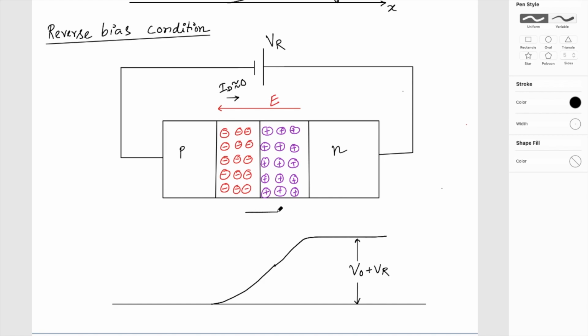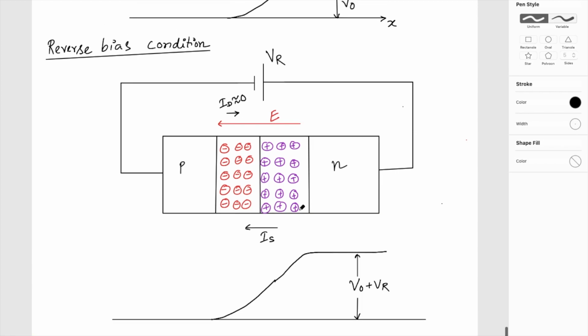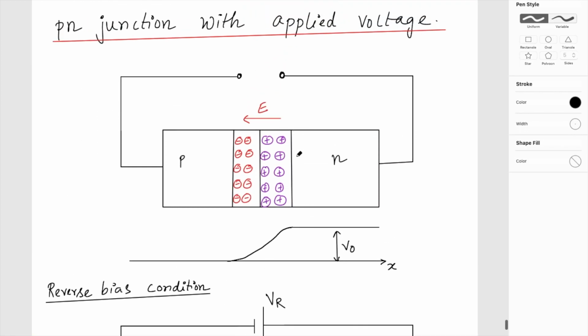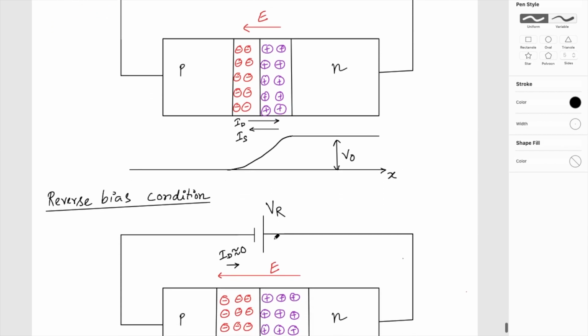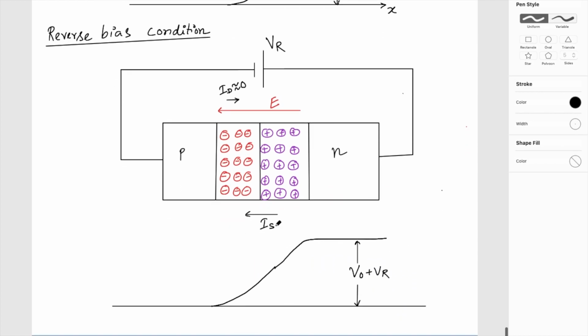Whereas my IS, if you see the IS, right? We know that in equilibrium condition, the IS and the ID were perfectly balanced. This is my ID and this is my IS. So in equilibrium condition, ID was perfectly balanced to IS as discussed before. Now, since the IS is not dependent on the electric field, it is just dependent on the minority charge carrier concentration, which is dependent on the temperature. So this IS is not going to change.